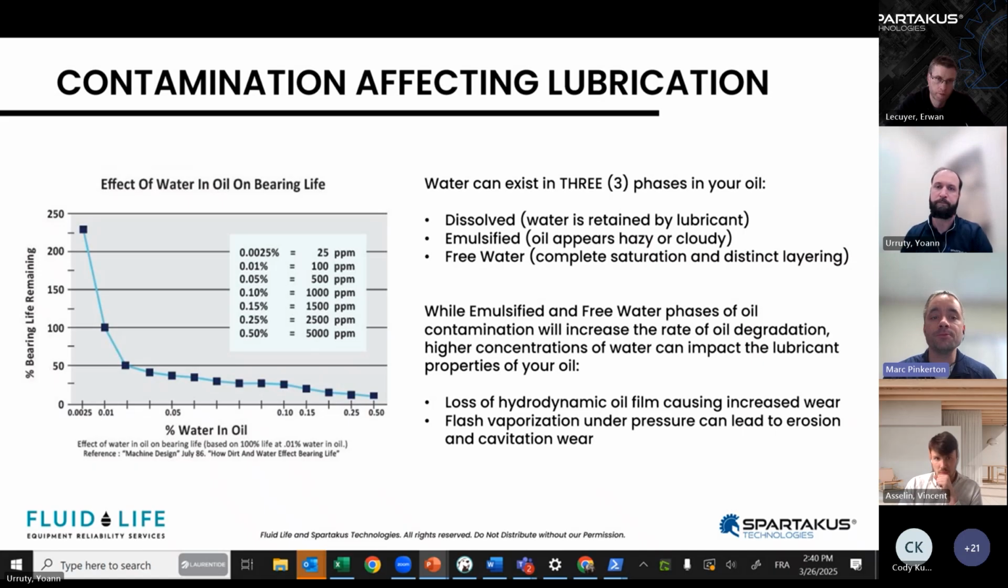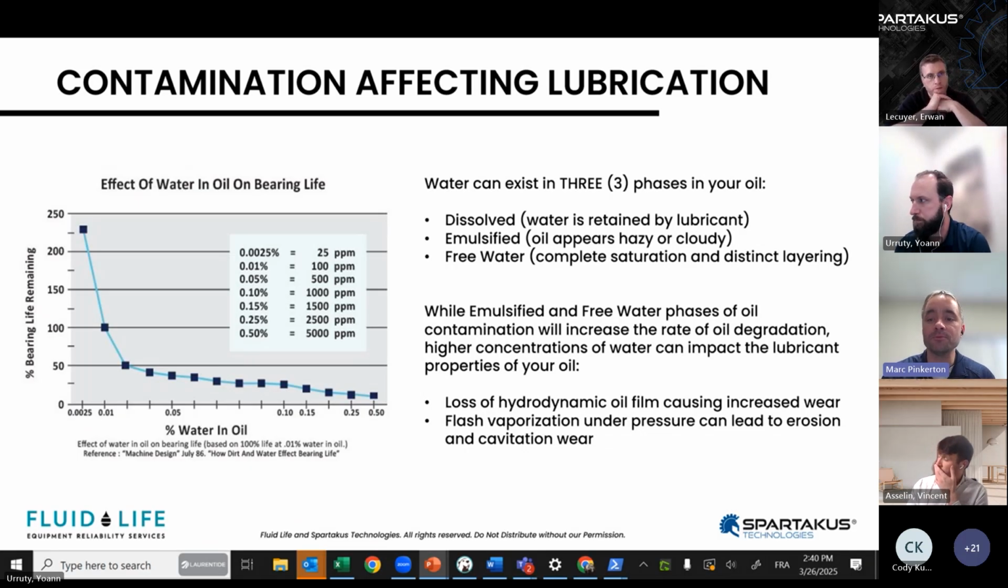Contamination affecting lubrication. So we'll focus on water. I'm sure everyone has seen some iteration of the graph on the left: what's my expected bearing life with my standard water concentration in my oils. Water typically can exist in 3 phases in oils. Again, I mentioned we don't want any water at all, or as little as possible.